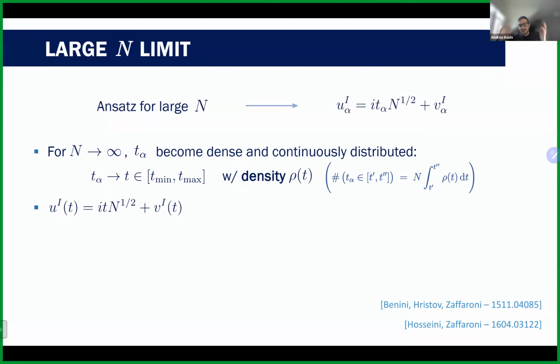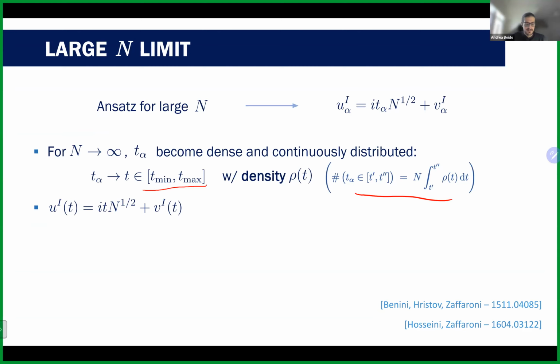Then if you take n to be infinite, these eigenvalues will become dense, because you have more and more of them, and in particular, they will be continuously distributed inside an interval, which I'm writing here. We'll introduce this t without any subscript, which is now a continuous variable, and this will be distributed in this interval t min, t max with this probability density rho of t. In particular, this means that the number of t alpha in any interval will be given by this formula here in the brackets.